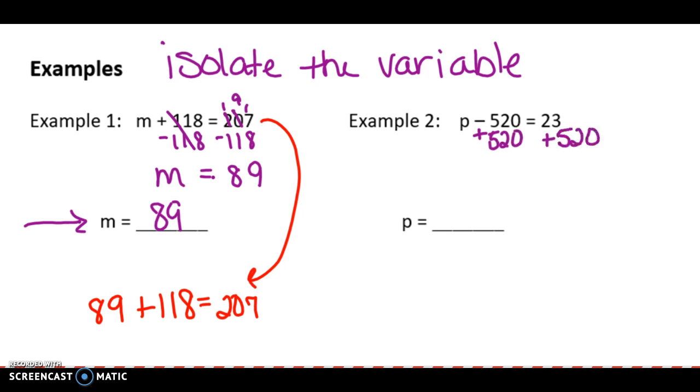What I do to the left side, I have to do to the right side. So the left side, negative 520 plus 520 equals 0. So P equals, and when I add these together, I'm going to move that 23 out so they're lined up correctly. I'm going to get 543. And if I plug that back in, 543 minus 520 does, in fact, equal 23.